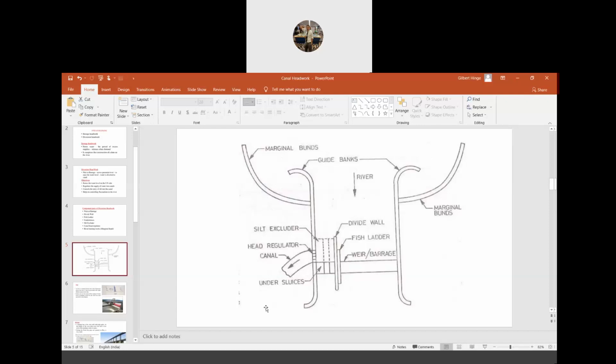So this is about the diversion head work. And always remember, this often comes up: this divide wall and the fish ladder are always on the side where there is an offtake canal. In case there are offtake canals on both sides, the divide wall or the undersluice needs to be provided on both sides. Is it clear to everyone?